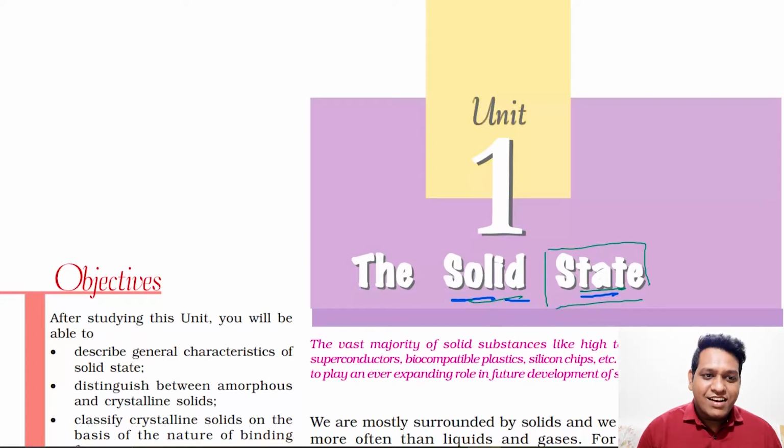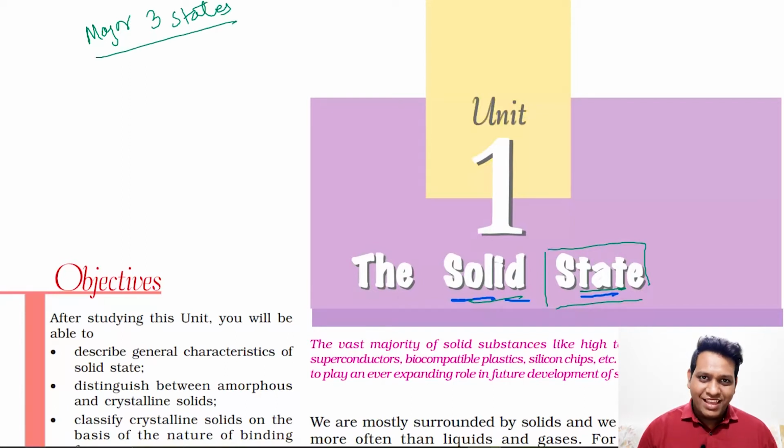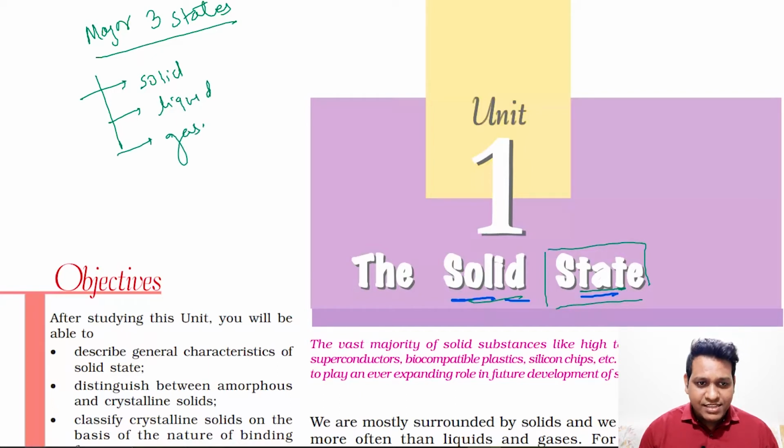Generally there are three major states of matter. We are well aware about three states of matter. Which are they? Just guess. Solid, liquid and gases. Okay, solid, liquid and gases. There are two more states, but we are not talking about them. That is Bose-Einstein condensate and plasma state.